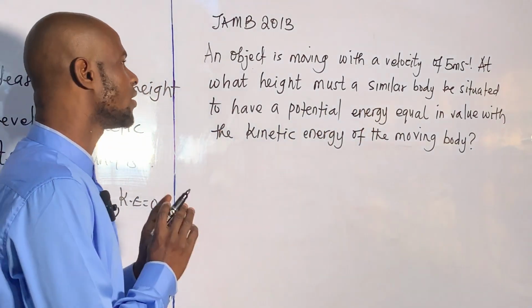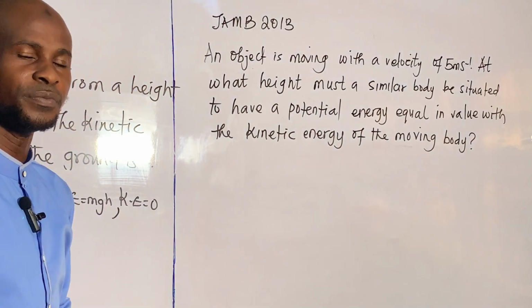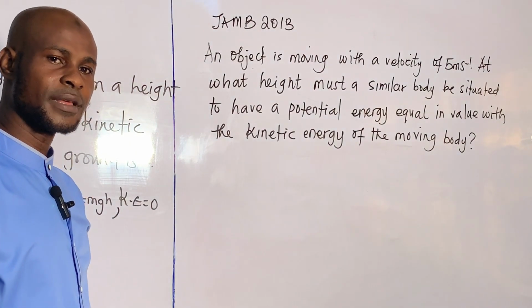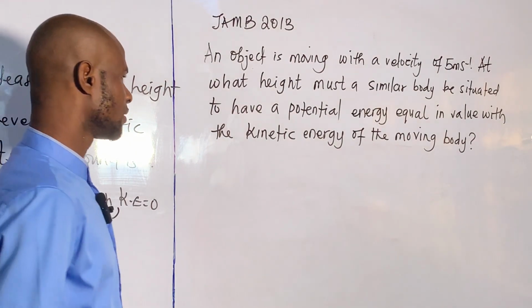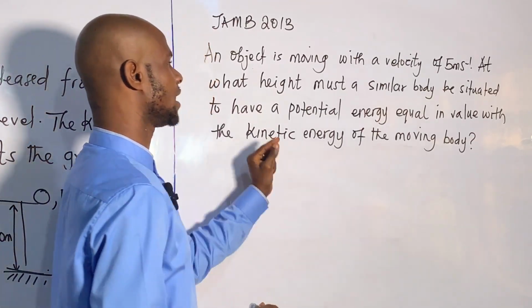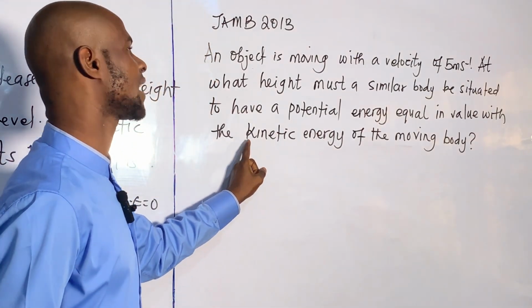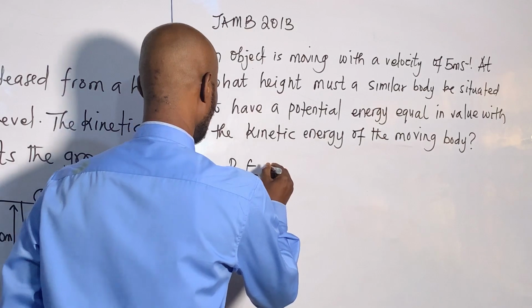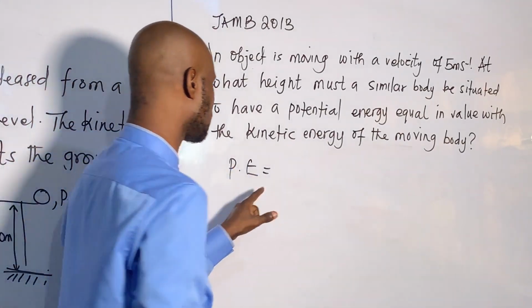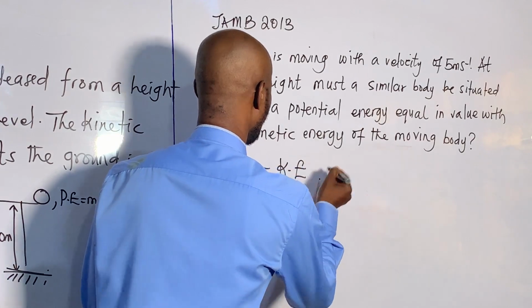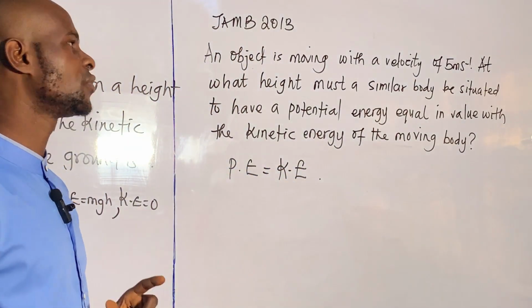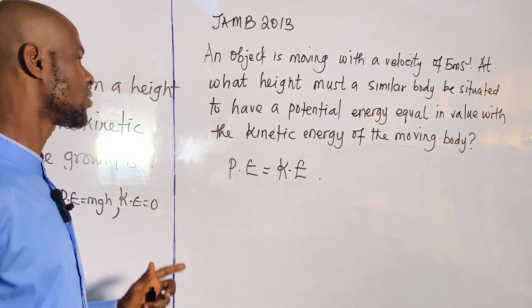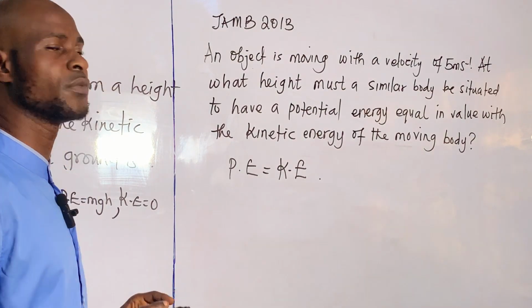So here we already understand that they asked us to assume that the potential energy of the body whose height we don't know is equal in value with the kinetic energy of the moving object. So we just say potential energy of the object we want to get the height of is equal to the kinetic energy of the moving object. This is the assumption given in the question, because without this assumption, we might not be able to get anything. So this assumption makes it easy for us to get what we want.